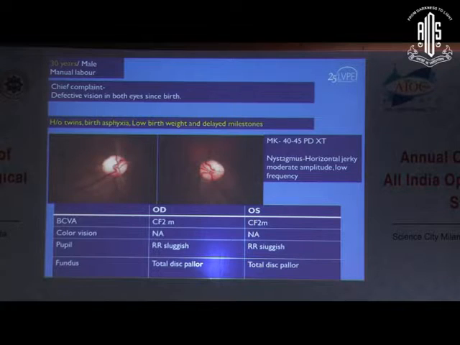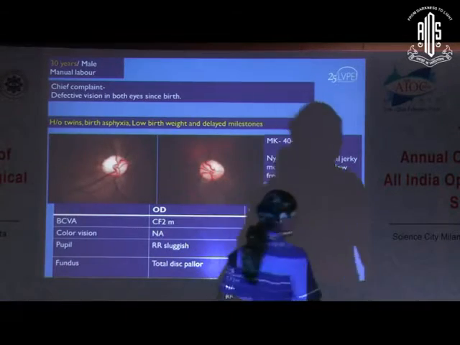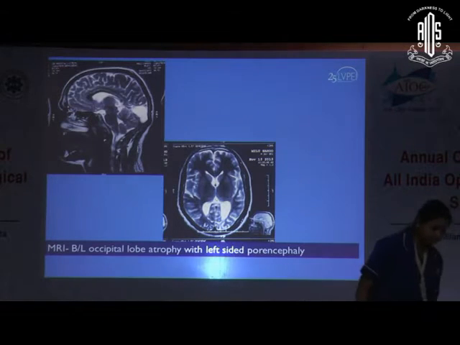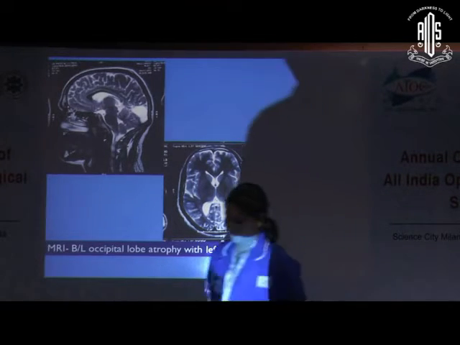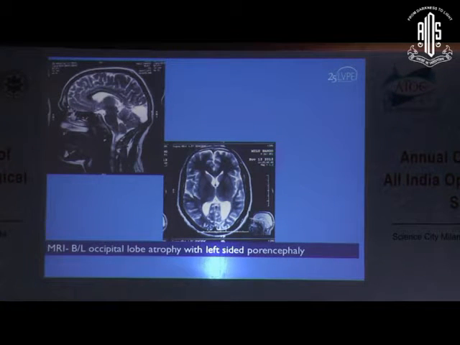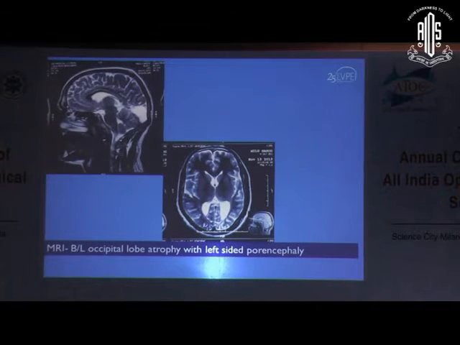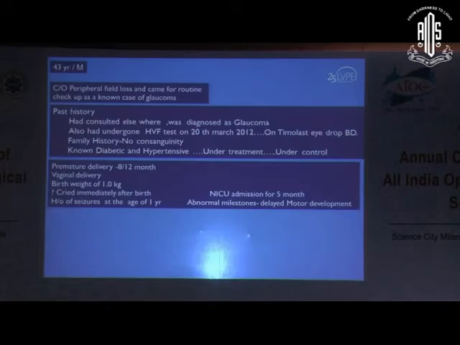Very similar, but in a slightly older patient, a 30-year-old, again presented with central pallor with a large size cup. He has an exotropia as well. He presented with vision of counting fingers since his childhood. Again on neuroimaging, there was bilateral occipital lobe atrophy with left-sided porencephaly. There was enlargement of the lateral ventricle on the left side, which could manifest as central optic disc pallor, which can mimic glaucoma.